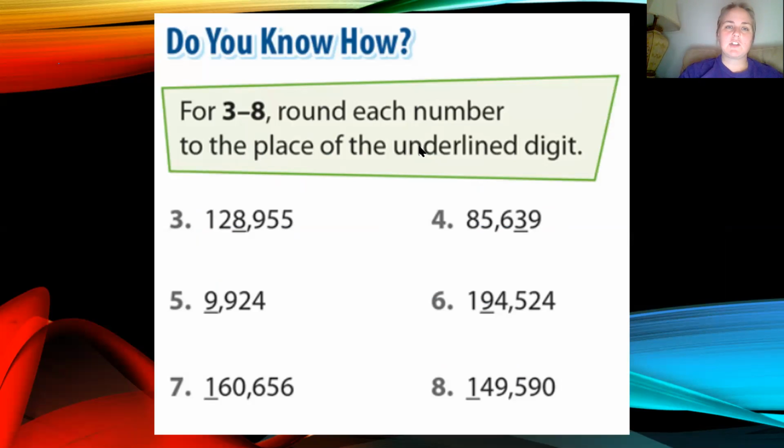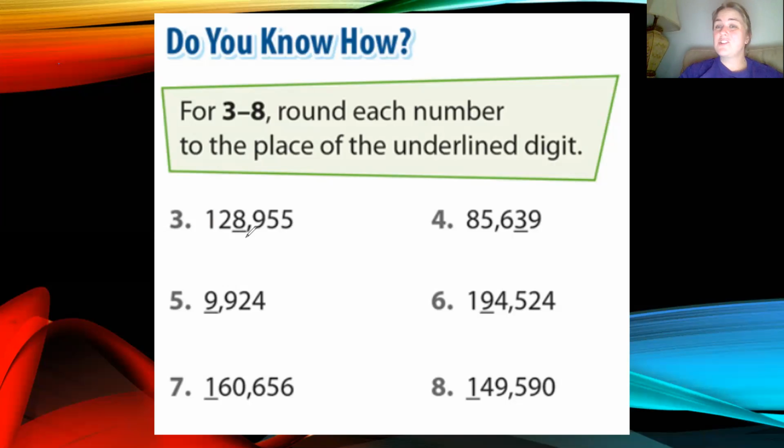Okay, so let me get my pencil ready. It says round each number to the place of the underlined digit. They've already circled it for us. We're going to circle this, but you do need to know which number you're going to circle. This one they've already told me, so I'm going to circle it.